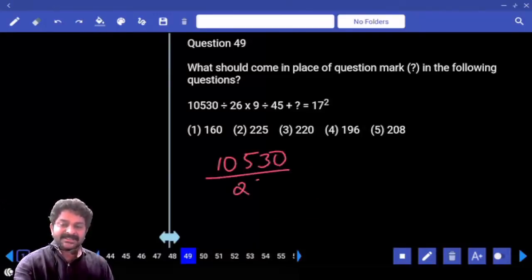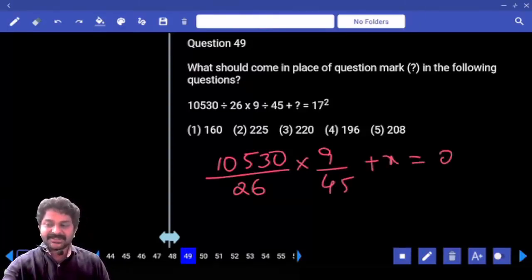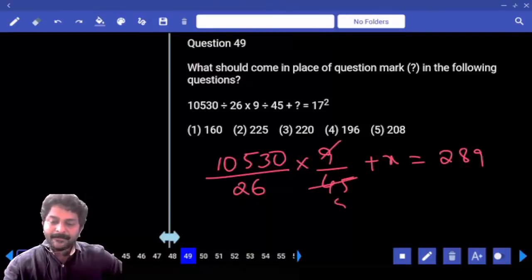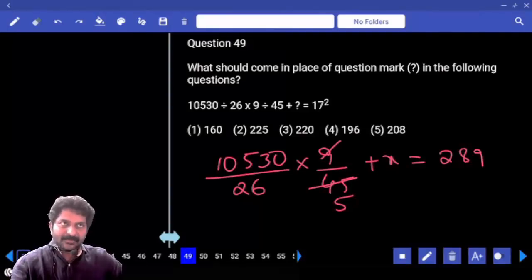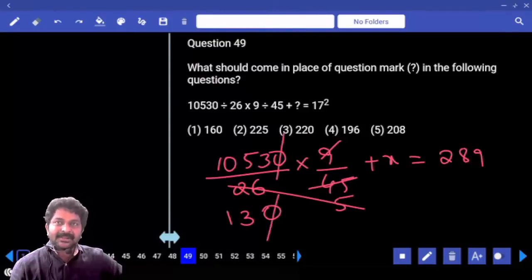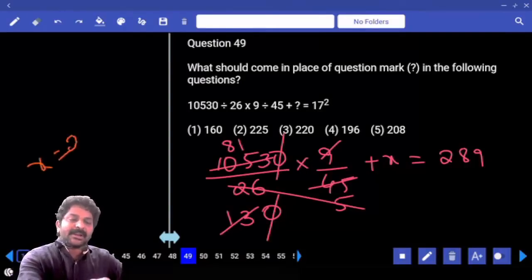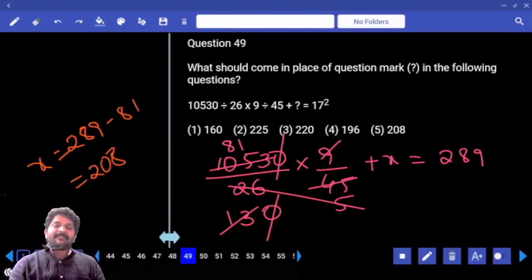Next. 10,530 divided by 26 into 9 divided by 45 plus x is equal to 17 square. How much is 17 square? 289. Right. So 9, how many times? 5 times. Now when you consider your denominator, 26 into 5, 130. Let me write 130 here so that I can immediately cancel 0 and 0 over there. 13, how many times? 8 times. And then 1. So x is equal to 289 minus 81, answer 208.